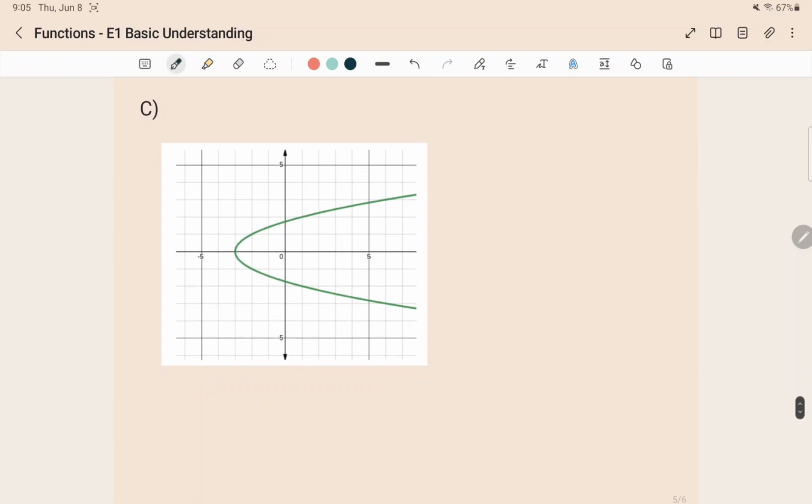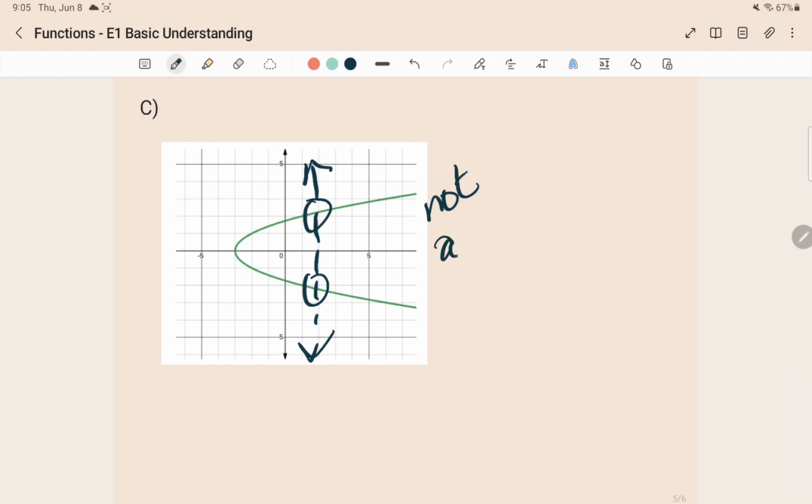Let's try one more. Again, I can look at the graph and see pretty easily that most places I draw a vertical line, I'm going to hit more than one point. This graph is not a function.